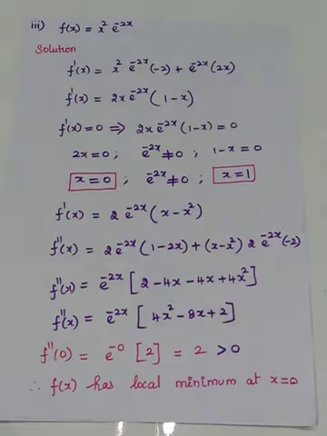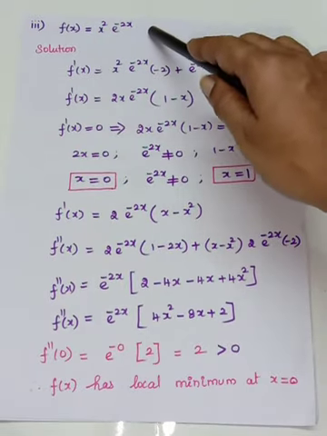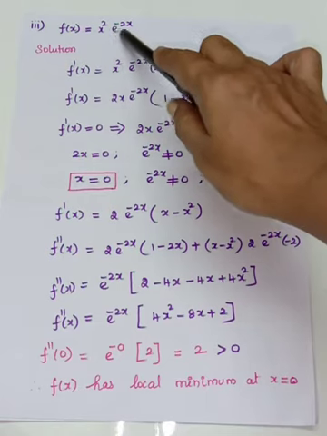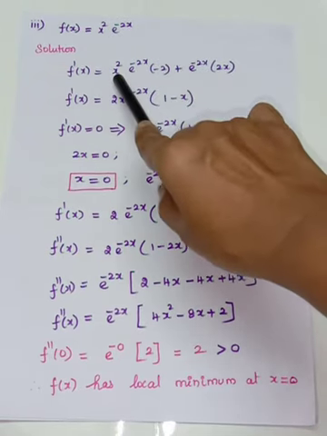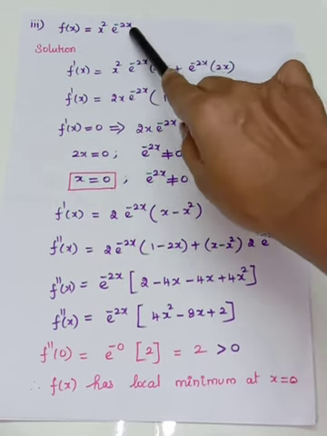Okay, so we'll go to the third subdivision. F of x is equal to x square e power minus 2x. So first derivative. You have to use the product rule. The first term x squared is kept as it is, and you are going to differentiate e power minus 2x.